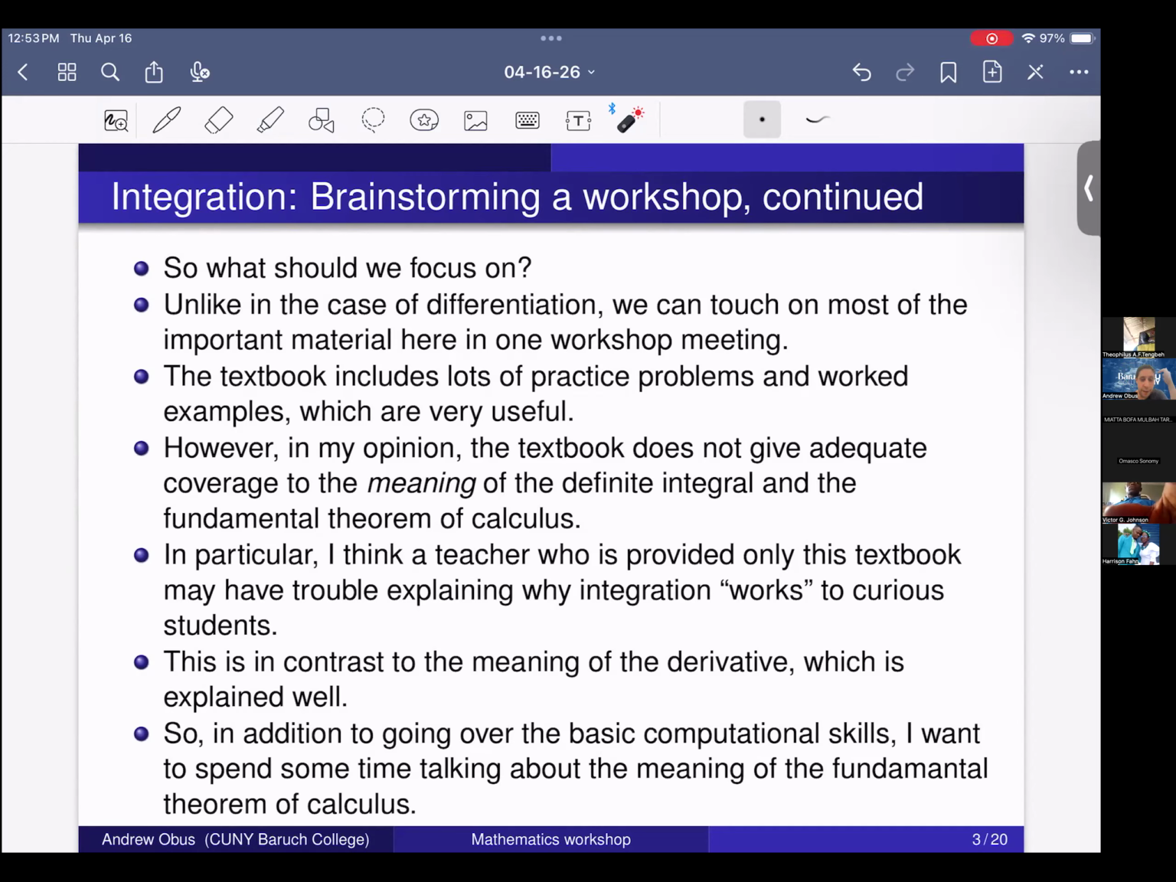And that's maybe to be expected. Integrals are a little bit more complicated than derivatives. But I think for a one-day workshop, of course, we're not going to be able to go and talk about every single integration formula.